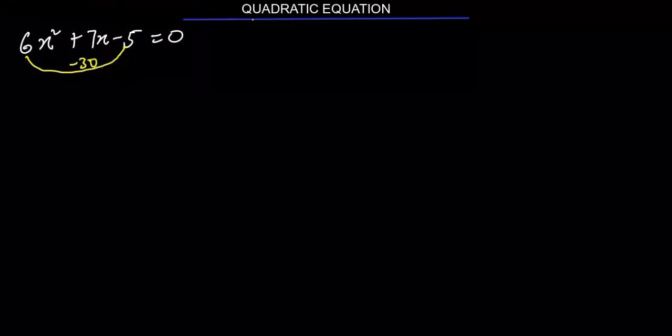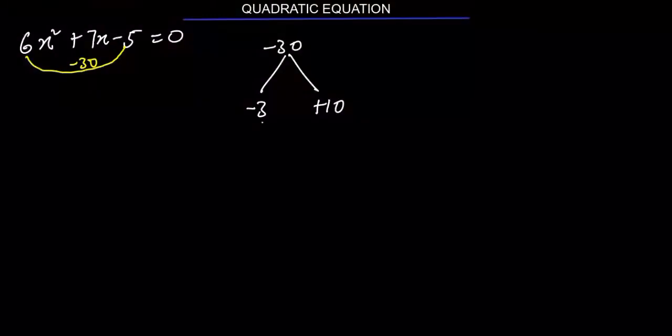Now, you know that previously, I would always say, what are the two numbers that will give me minus 5? But here, I will say, what are the two numbers that will give me minus 30, and when I add them together, they will give me plus 7? So if you look at it, minus 30, the two numbers are minus 3 and plus 10.